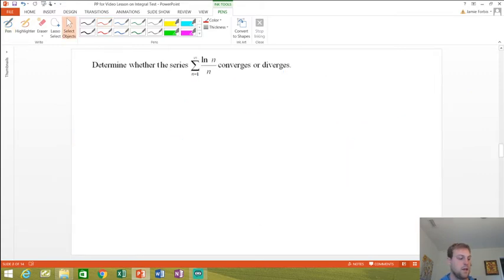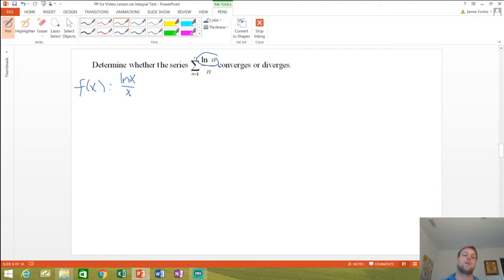Let's try another one. Here's another one I like, and I think the dead giveaway for this one, this is one time I can kind of tell, is ln of n. If you see that, usually you do integral tests with that. Okay, so I'm going to go through the motions. I'm going to do f of x equals ln of x over x.